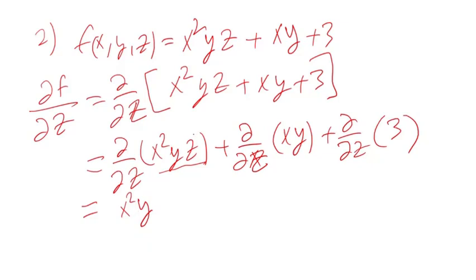So z is like z to the power of 1, so I bring that 1 here times 1 times z to the power of 1 minus 1 is 0, which means it's just 1, so I'm not going to write it. This term does not depend on z, that means the derivative is 0, plus the partial derivative of a constant is 0. So this is just x squared times y.